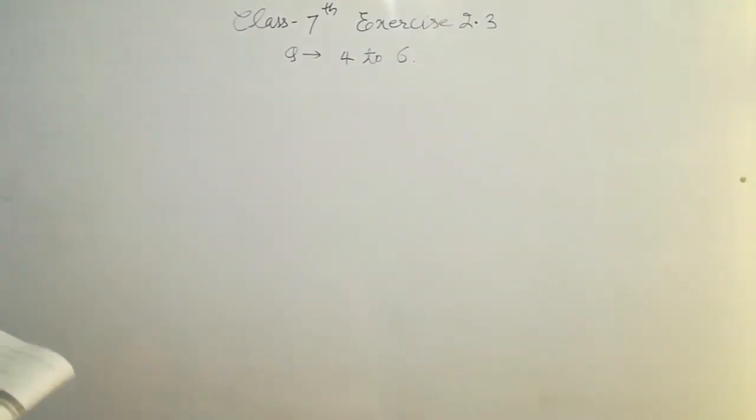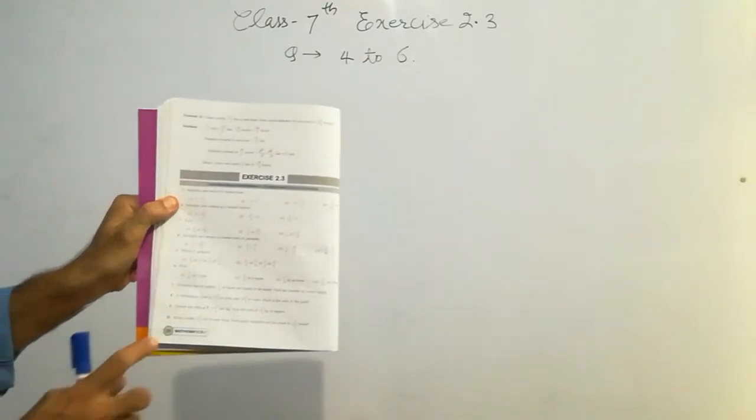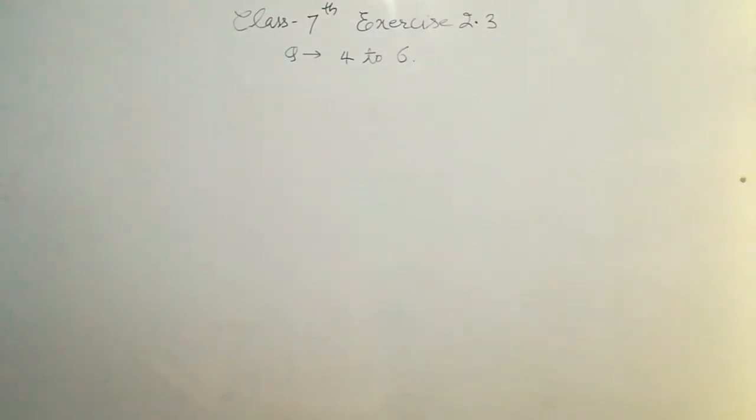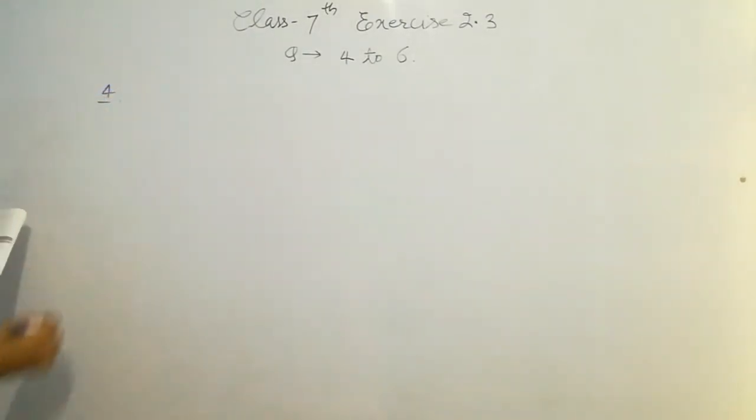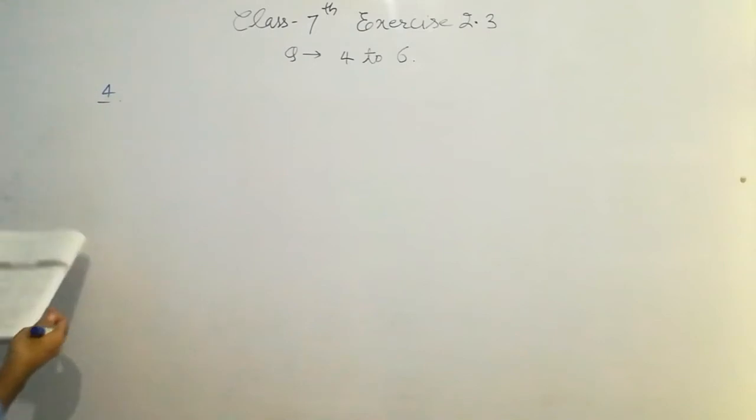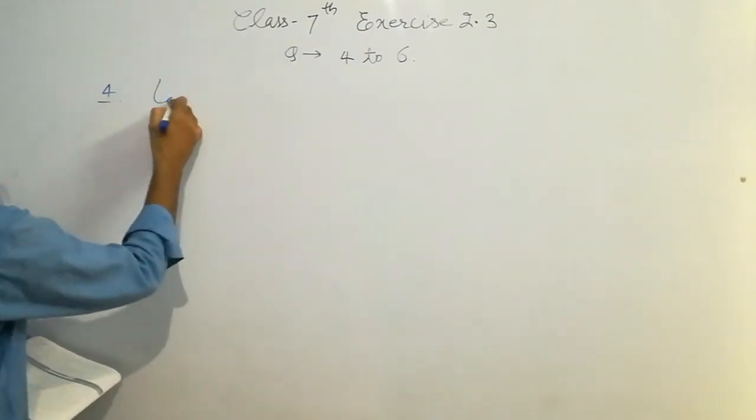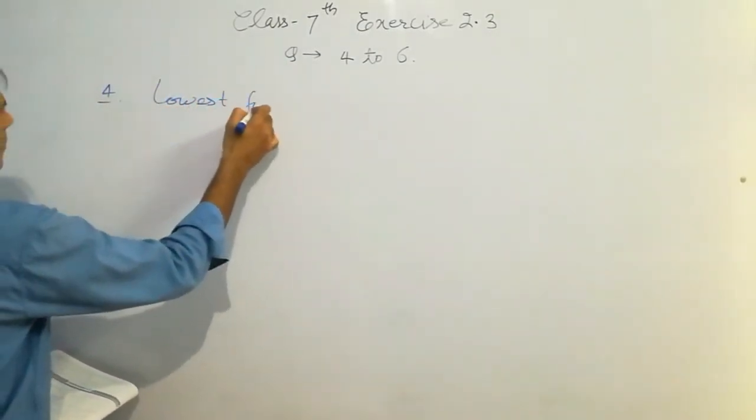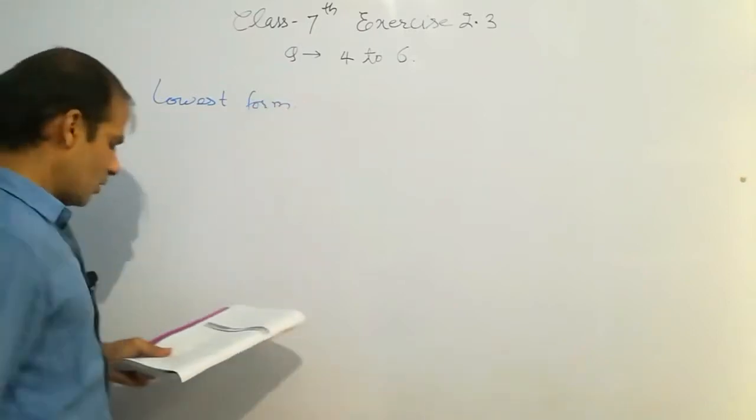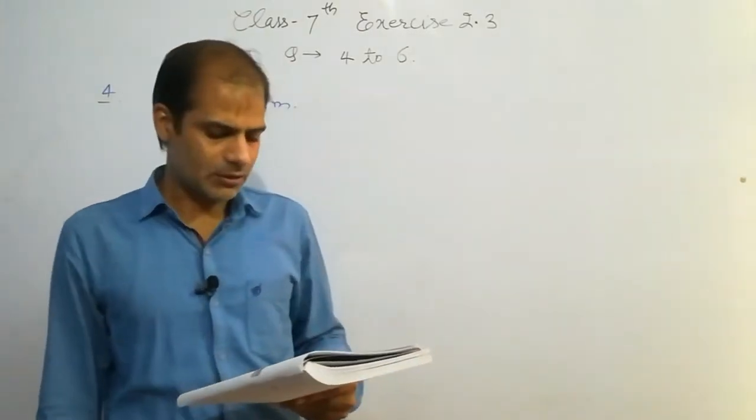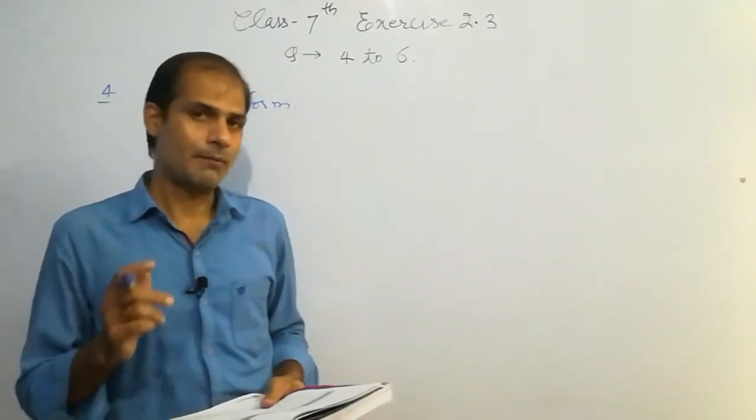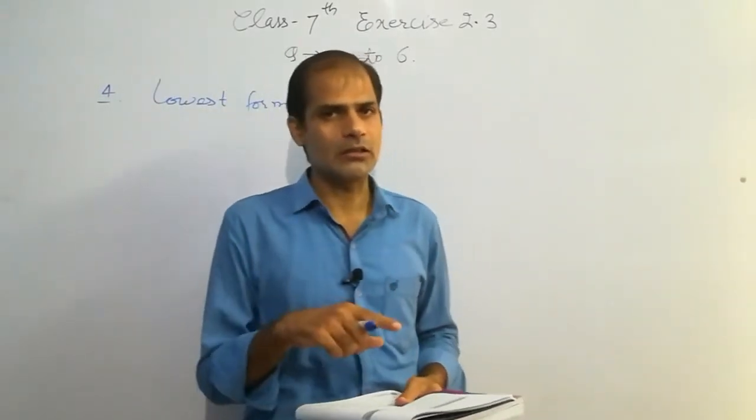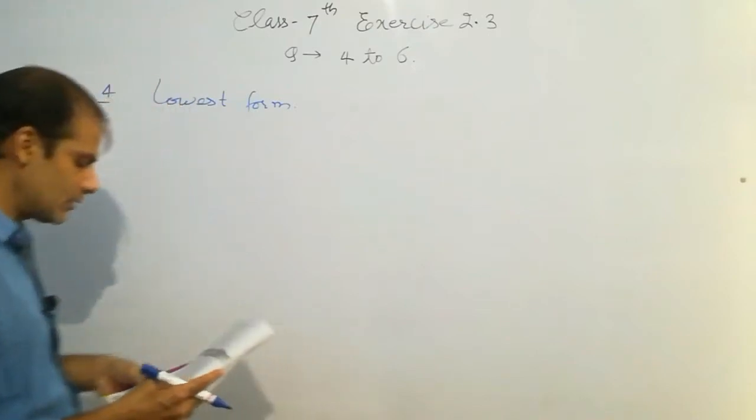Now in this video I am going to solve questions number 4, 5 and 6 of exercise 2.3 from page number 30. This is page number 30 and these questions are related to fractions. The fourth question is: multiply and reduce to lowest form. We have to multiply the given fractions and convert them to the lowest form if possible. Means if it is possible to convert, then we have to do it, otherwise not.